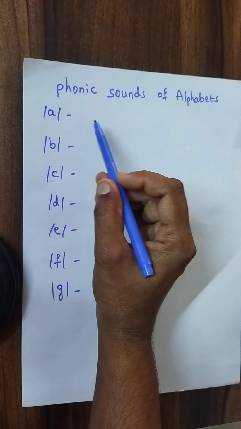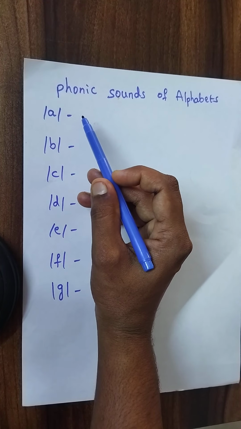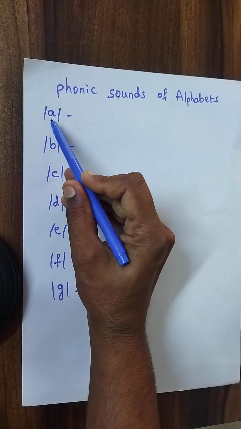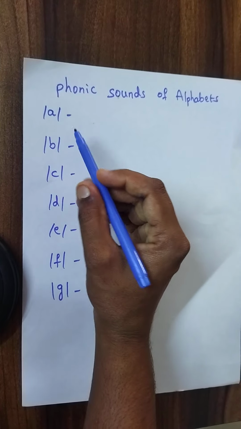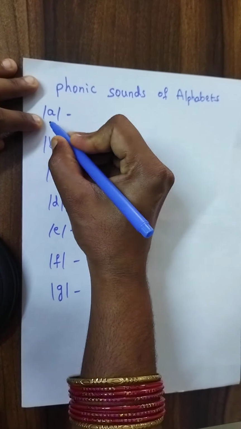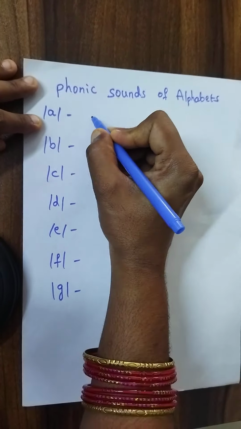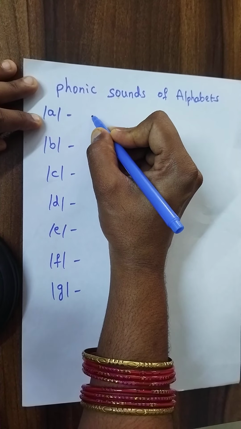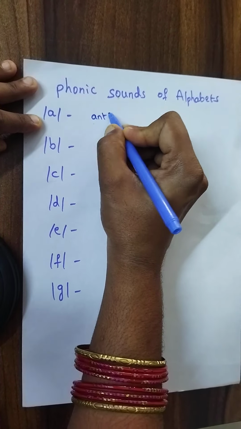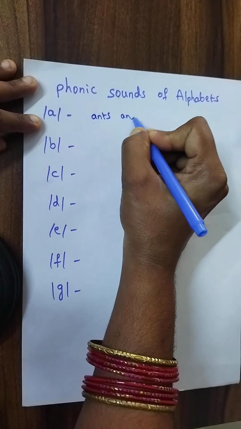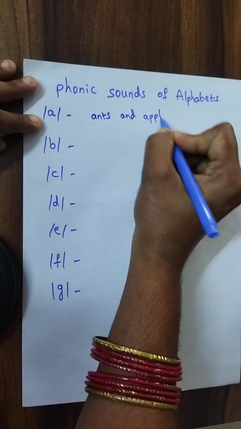Here we will make the word formation that begins with the particular phonic sound. For example, we will see A. What is the sound of A? Let us see. A, A, A. Here we are writing ants and apple.